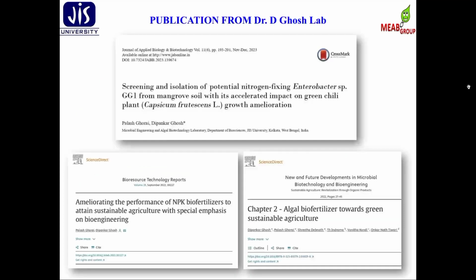So these are certain publications through which we have tried to establish how NPK fertilizer can ameliorate the performance by increasing the soil fertility to attain sustainable agriculture, where a bioengineering approach has been established. Secondly, we have tried to isolate a newly isolated nitrogen-fixing Enterobacter GG1, which can improve the plant growth. We have applied this technology in the green chili plant capsicum. Thirdly, we have tried to establish how algal fertilizer can attain a green sustainable agriculture by reducing the greenhouse gases from the environment.